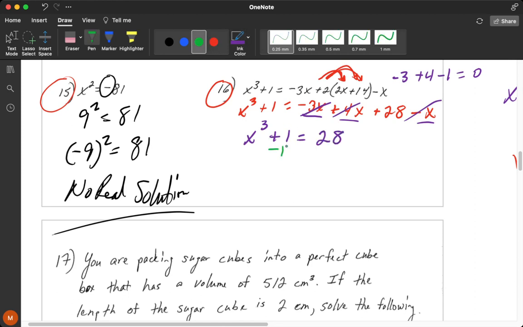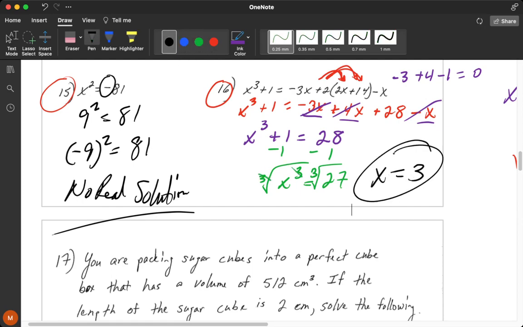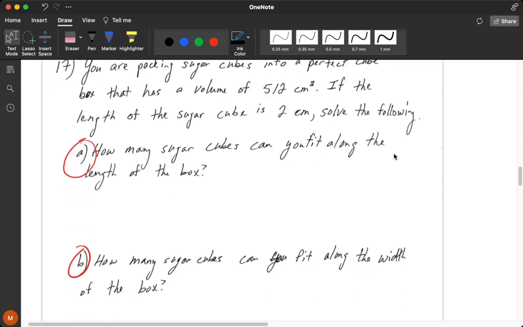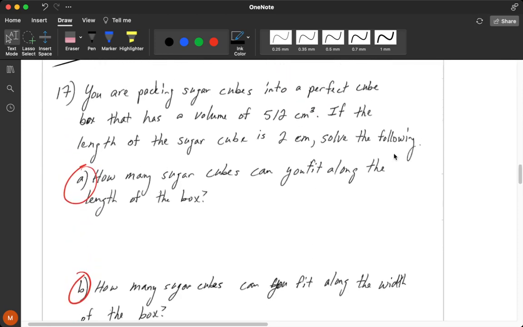Then we'll subtract 1 to isolate that variable. So x cubed is equal to 27. Take the cube root of each side since that's being raised to the third power. And x is then equal to 3. All right. So these are the last three that I'm going to go through. And then after this, that'll be it.